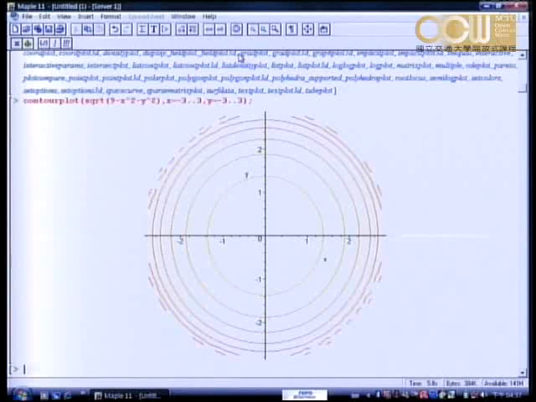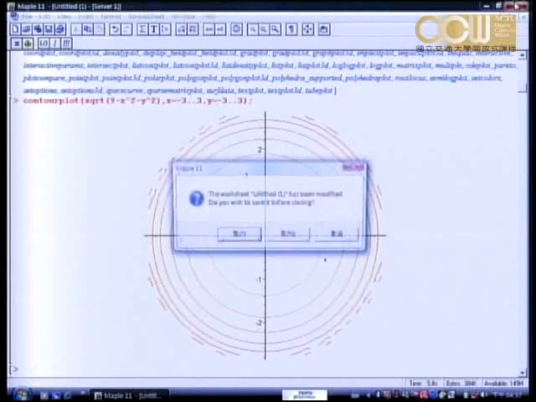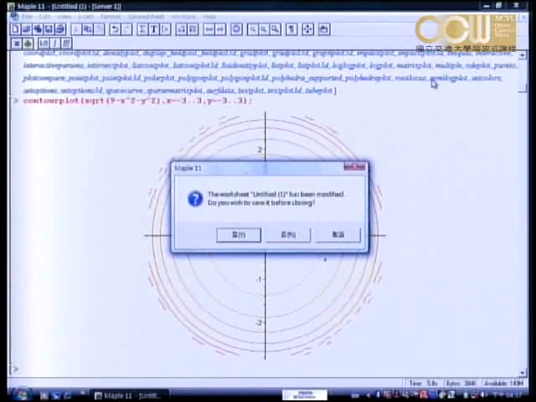Because actually the domain is not a rectangle. The domain here is a disk, and this causes problems in order to plot something like this. So also such level curves can be easily plotted using Maple. Okay, so any questions to this?